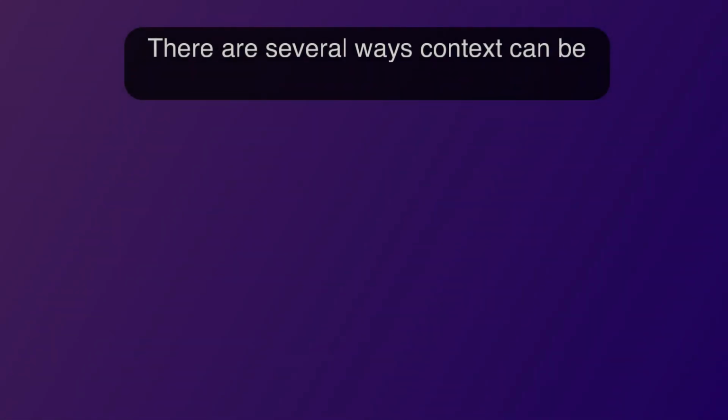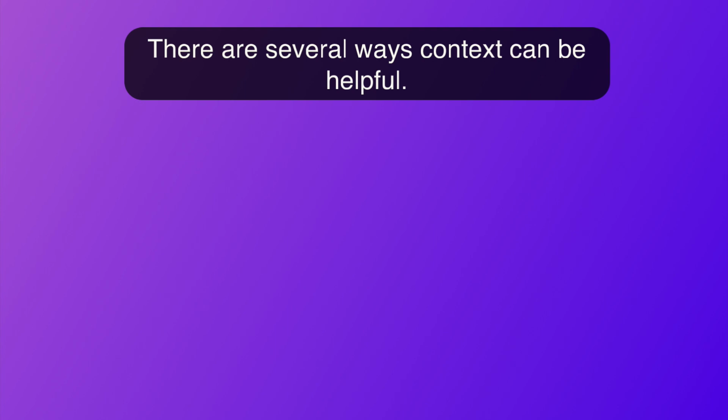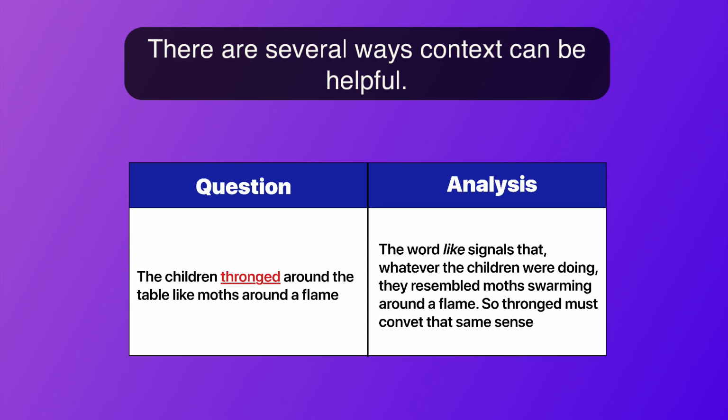There are several ways context can be helpful. Sometimes the sentence signals that the underlined word resembles another idea in the sentence. Consider the following. You may find a question like, "The children thronged around the table like moths around a flame." So to analyze this, the word "like" signals that whatever the children were doing, they resembled moths swarming around a flame. So throng must convey the same sense. Sure enough, throng means swarmed or gathered in a crowd.